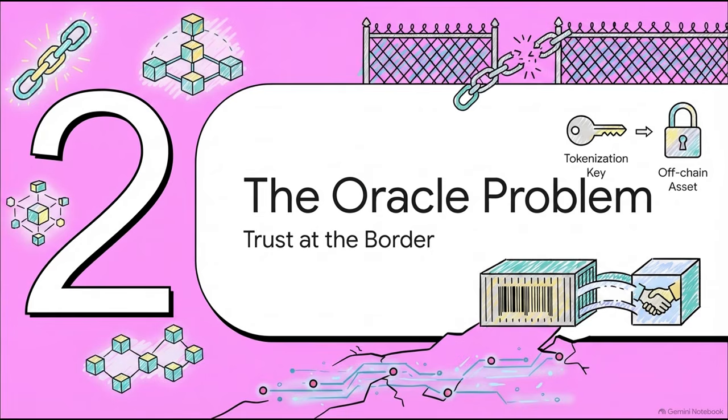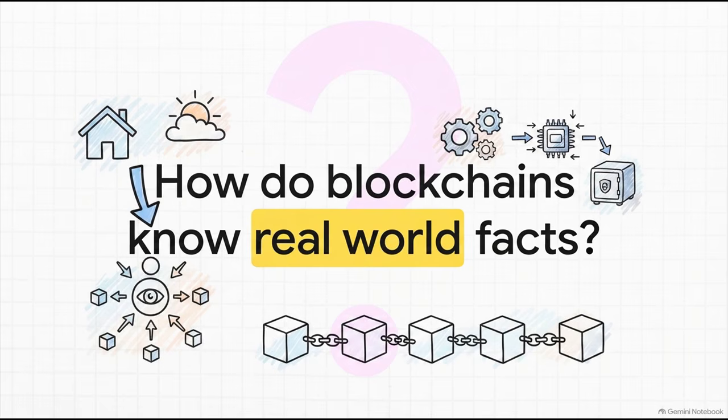Moving on to part 2, solving the Oracle problem and establishing trust at the border. It's time to talk about the highly exploitable intersection where on-chain logic meets off-chain reality. So here's a serious question for you. How does a blockchain actually know anything about the real world?